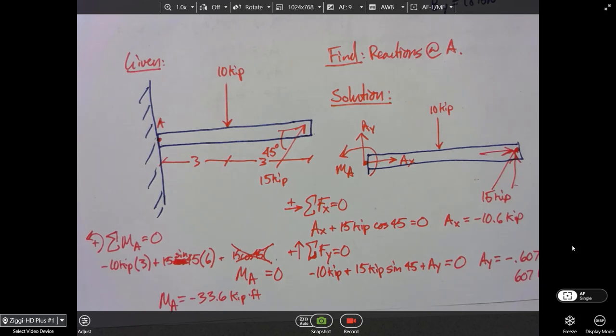Yeah. I got A of X plus 10.6 kip equals 0. And is 10.6 maybe 15 kip times the cosine of 45? Yeah, that's the 15 kip times the cosine of 45, equals 0. So you found that A of X equals negative 10.6? Yep. Okay. What's it mean that it's negative? It's going in the opposite direction that we drew it, right? Okay.